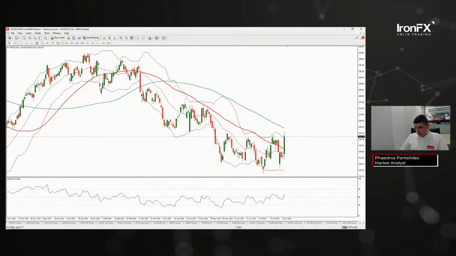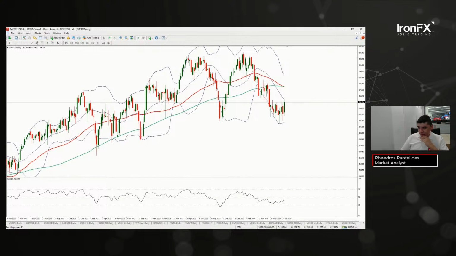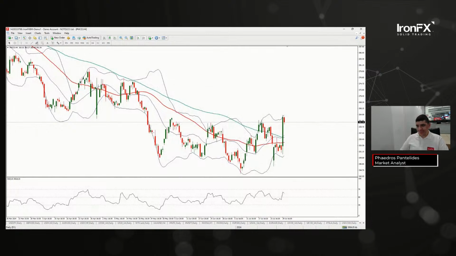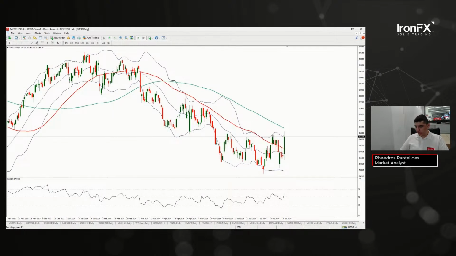I'm seeing a break of a prior high at 260, formation of a higher low, broke above the previous high. Let's look at the weekly chart. Very nice, accumulating. Weekly, it's bearish. Let's look at the daily chart, 4 hour.